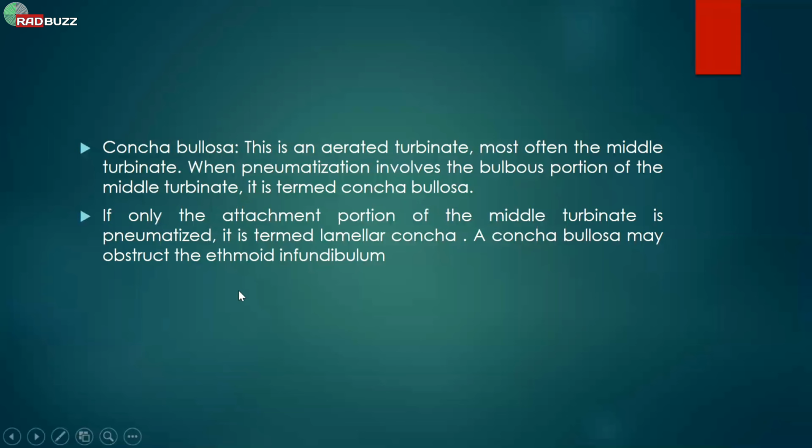Now a little bit more about paranasal sinuses, which is important, which you need to mention in your report for sure. There's a term called concha bullosa and the other one is lamellar concha. What are these? It's an aerated turbinate. What does that mean? I will show you, it will be more clear. Often in the middle turbinate, there's pneumatization, and bulbous enlargement is called concha bullosa. If only the attachment portion of the middle turbinate is pneumatized, it's called lamellar concha.